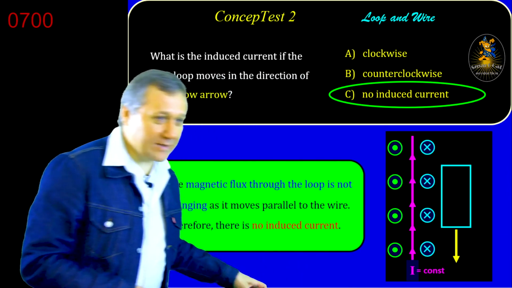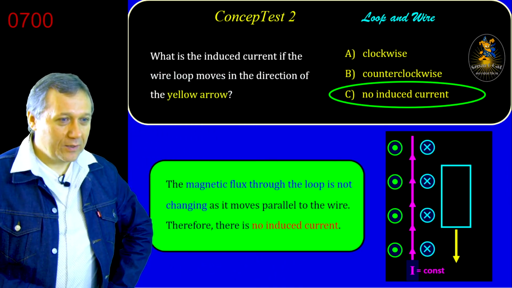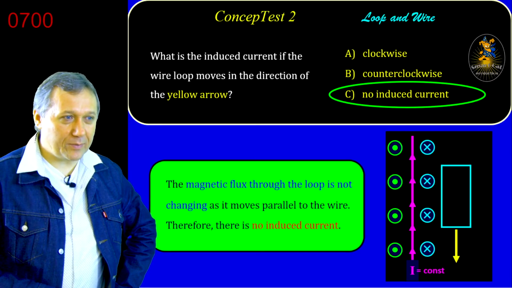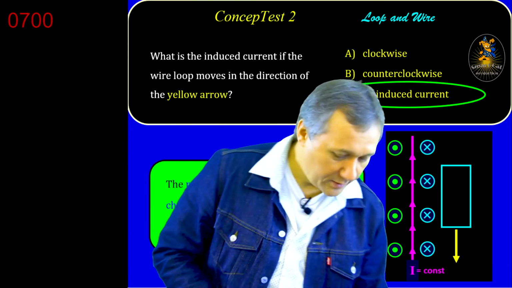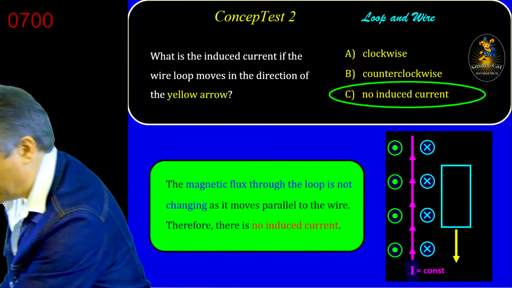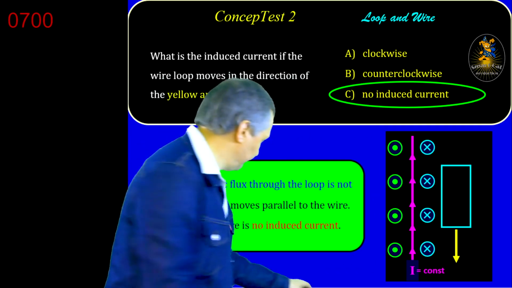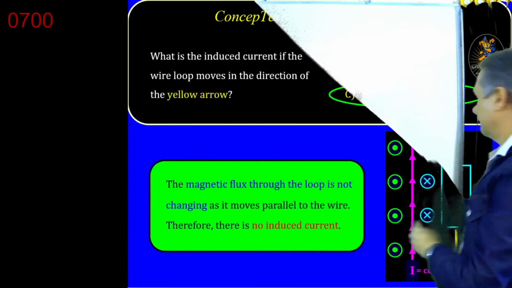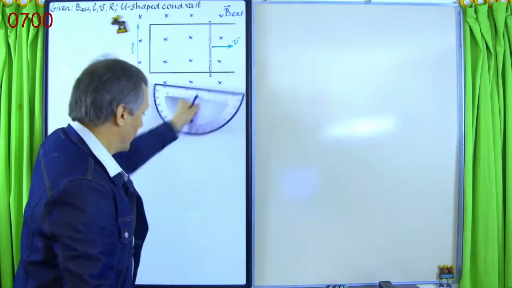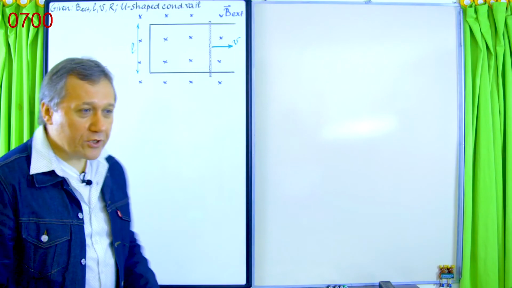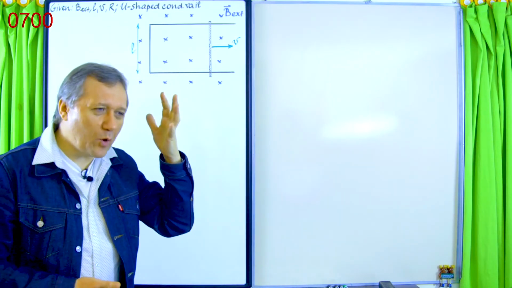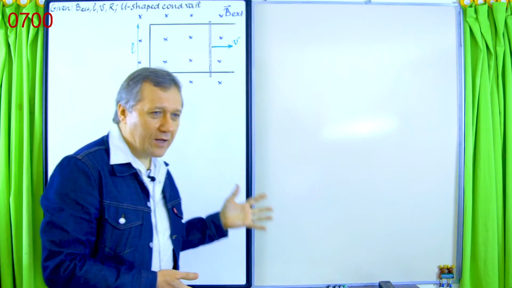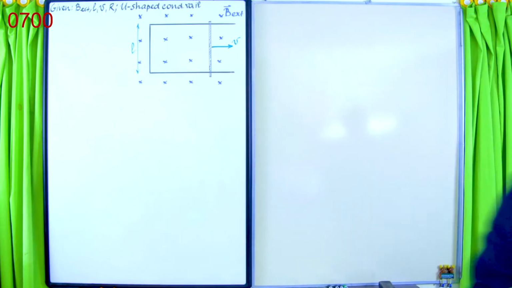Okay, so that's the second question. And now the example. So what about time? Okay, good. So now let me write something on the whiteboard. U-shaped conducting rail, classical example. You can open any book, and this example is discussed in almost every book.